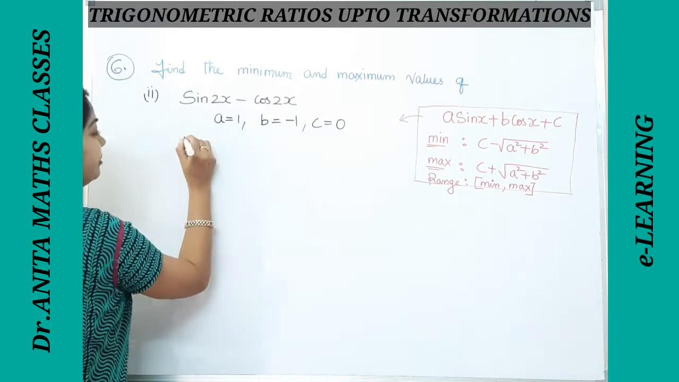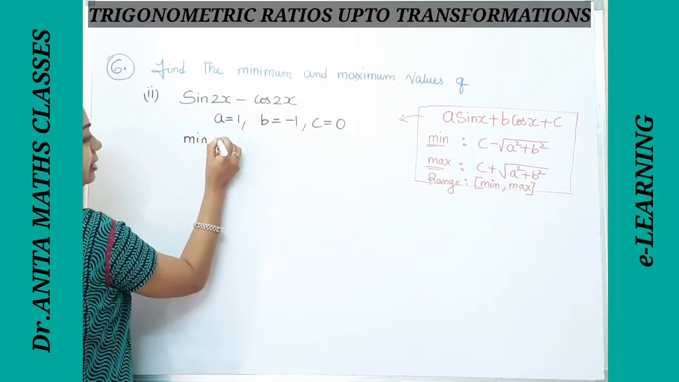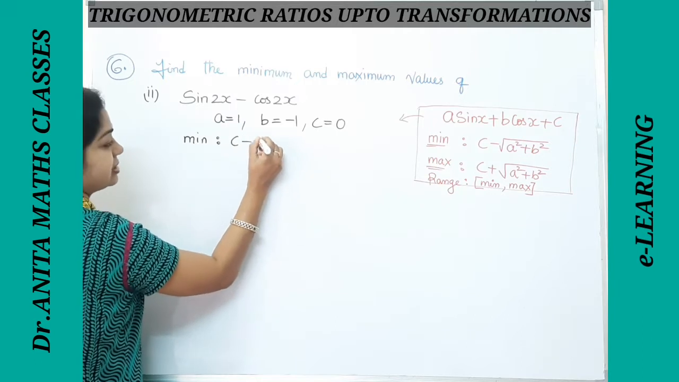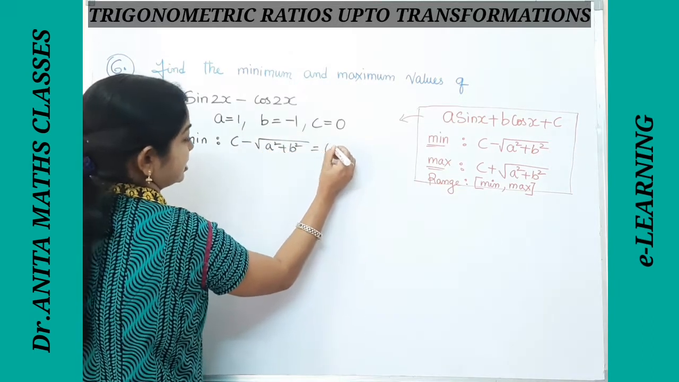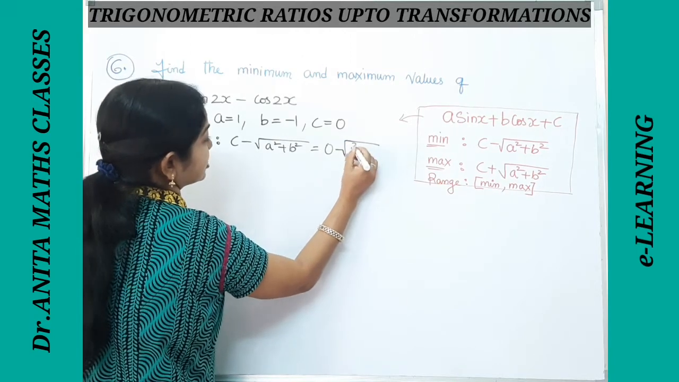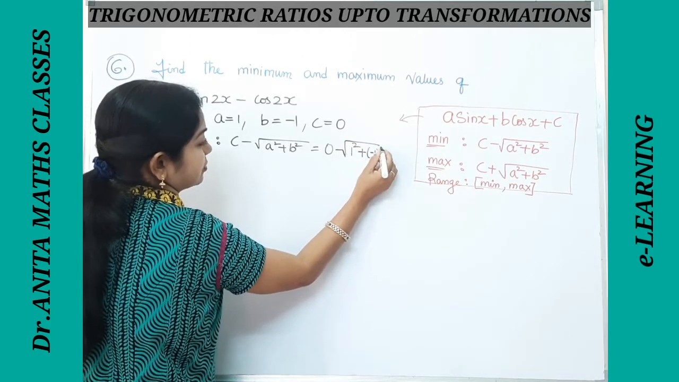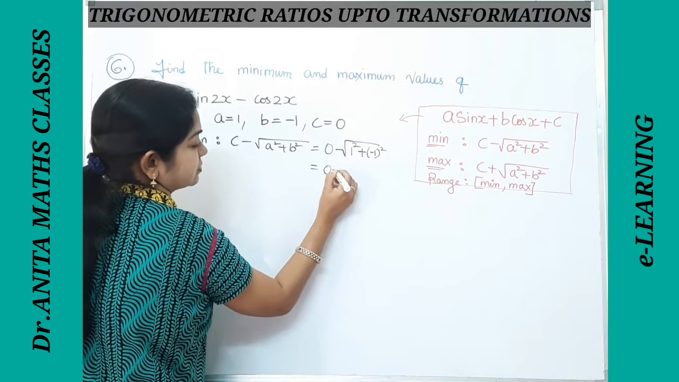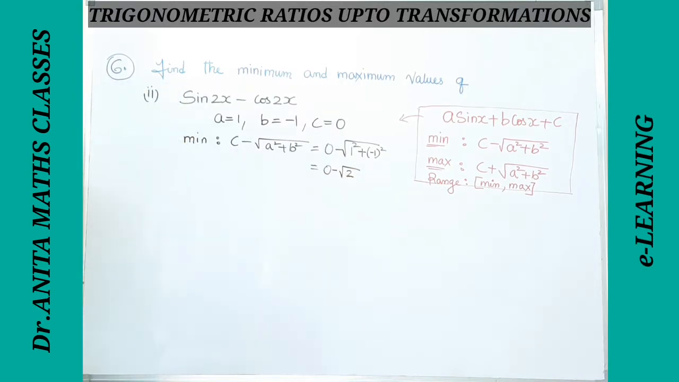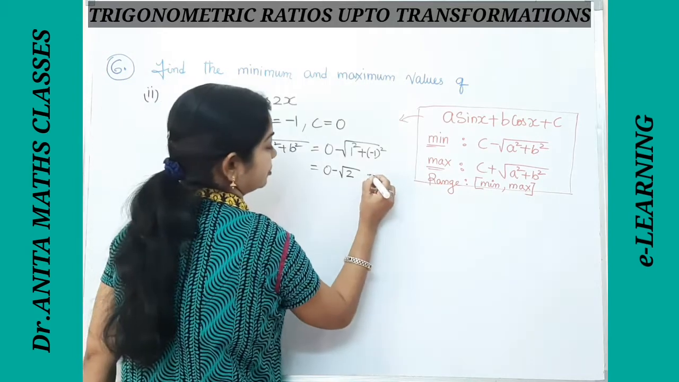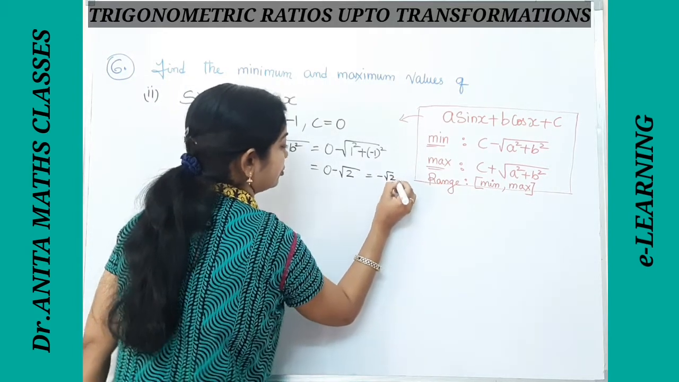So let us write the minimum value. Minimum value is c minus under root of a square plus b square. So that is 0 minus under root of 1 square plus minus 1 whole square. So this comes to minus under root of 1 square plus 1 square, again 2, under root of 2. So the minimum value is minus root 2.